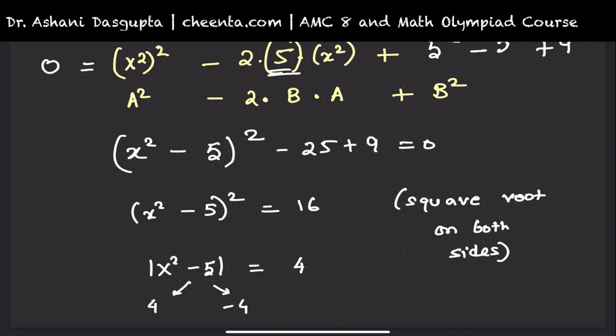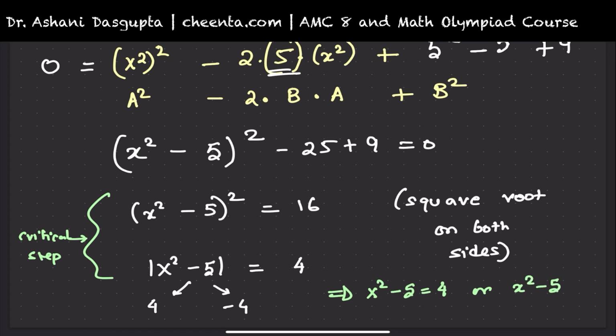So keep that in mind, this particular step. This is a critical step that many students get wrong. So what we have is x square minus 5 is equals to 4, or x square minus 5 equals to -4, which means x square itself is either 9 or it's 1. So we are almost done with this solution.